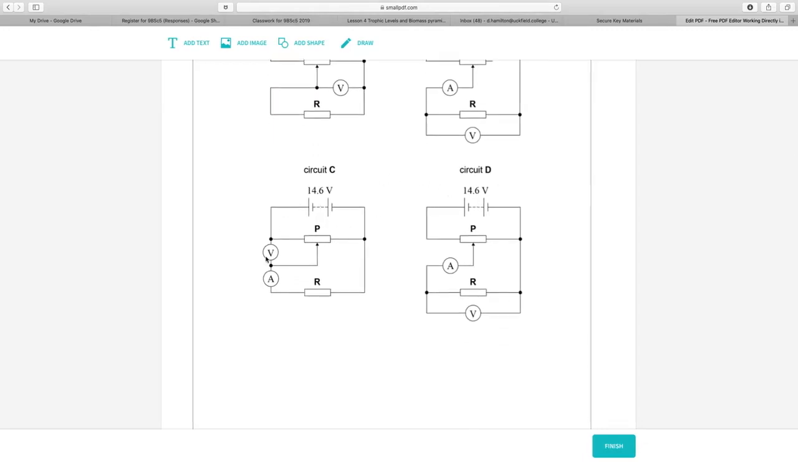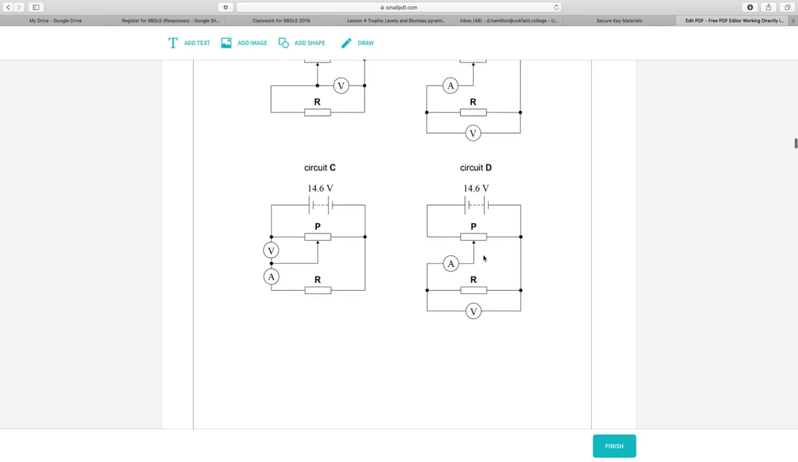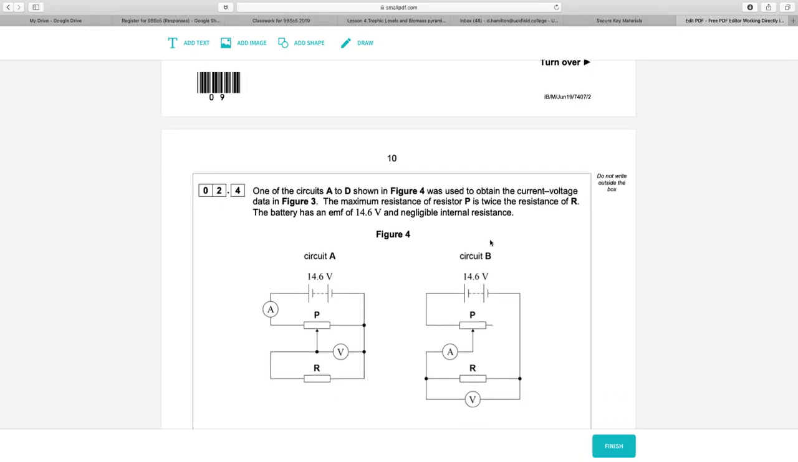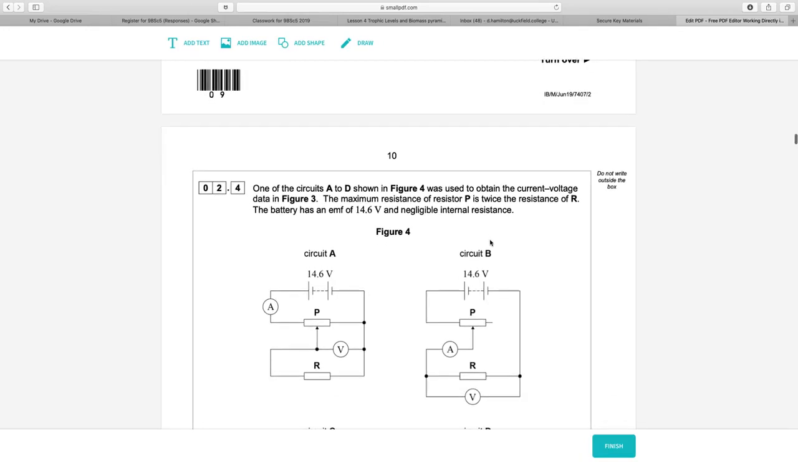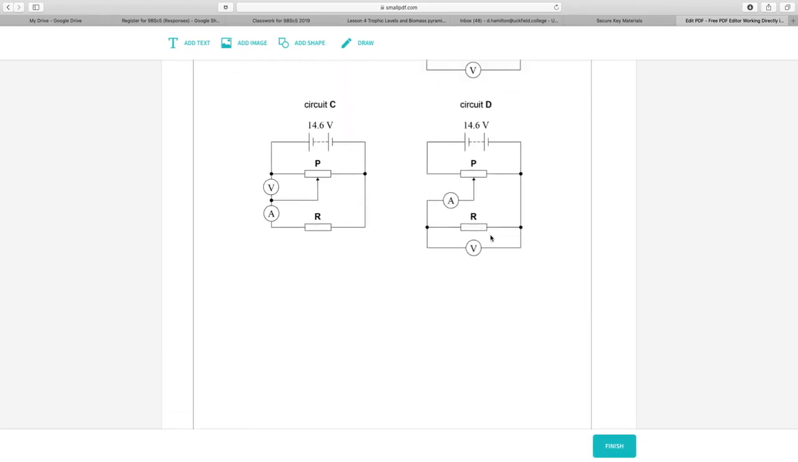C then. Well, the voltmeter isn't in parallel with R. It's in series. So that's going to be wrong. So I haven't ruled out the first three. It has to be this one. So let's check it. Here we have the PD across R, that's good. Here we have the current through R, that's good. And here you can see that if you take it down here, you're going to get basically no PD across R. If you go all the way up here, you'll get all of the supply PD across R. So that works. So it is D.